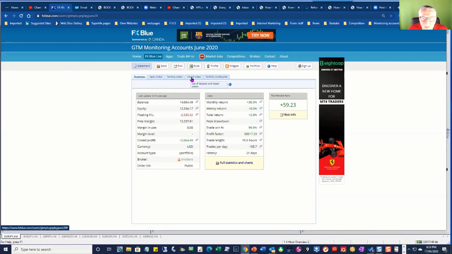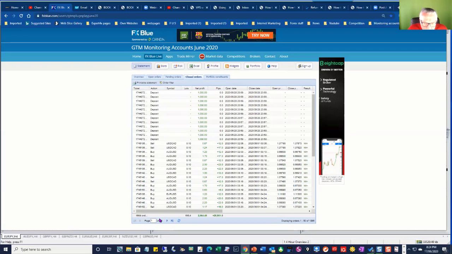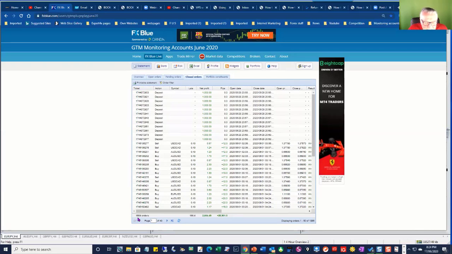Let's just see if I go to close trade orders, then you can see. Ooh, is this right? Yeah, it is right. There are 1,980 orders that have been closed. So that's how active this trading is. Almost 2,000 orders have been made by the GTM in these last 2 weeks. The brokers love this EA because it's just printing spread for them. But there we are.